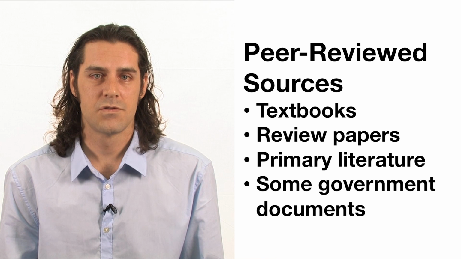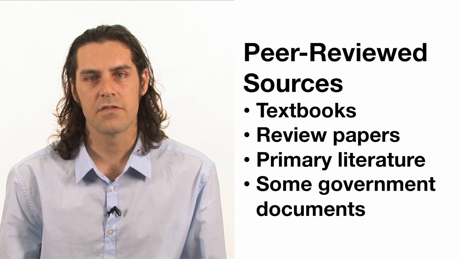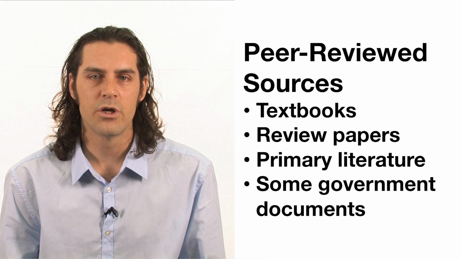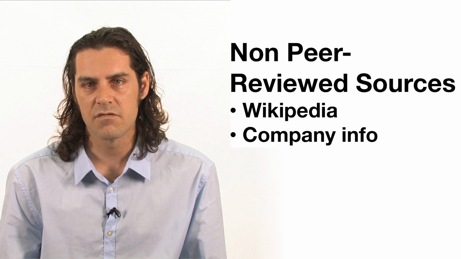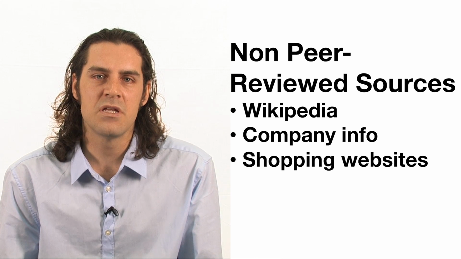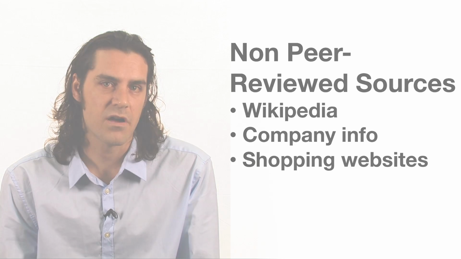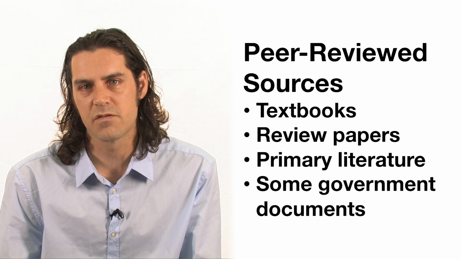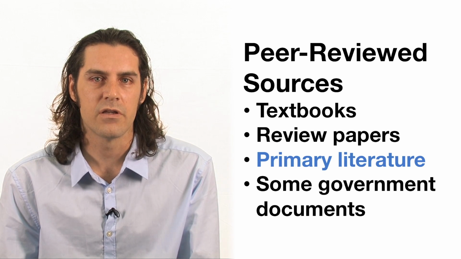These are peer-reviewed sources. The peer review process is one in which experts verify the truth of information. When you're searching online, it can be easy to fall into non-peer-reviewed sites or sources. Wikipedia, company info, or shopping sites are not peer-reviewed, and that means that the information on these sites has not been independently verified. Upon hearing the strengths of peer-reviewed literature, you may wish to jump right in with primary sources.